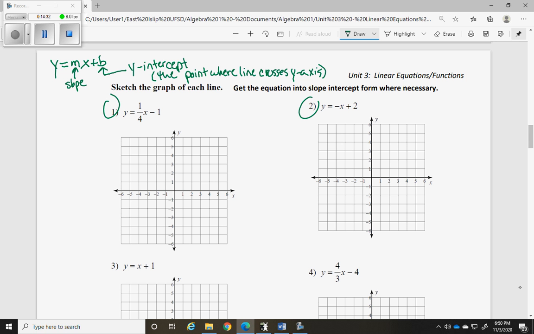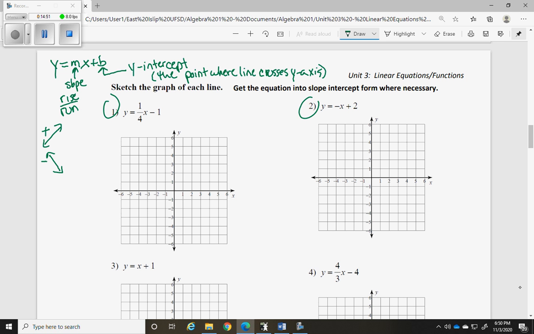And remember that slope is rise over run. Remember also that positive slopes slant this way and negative slopes slant this way. And you'll see why I'm reminding you of that.